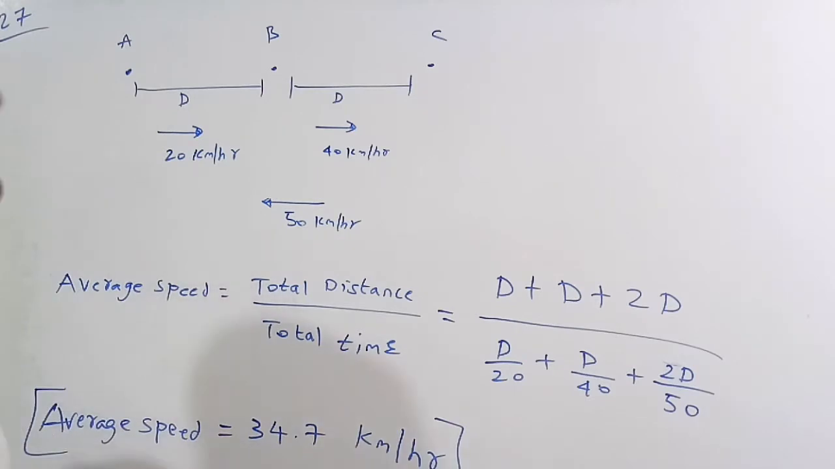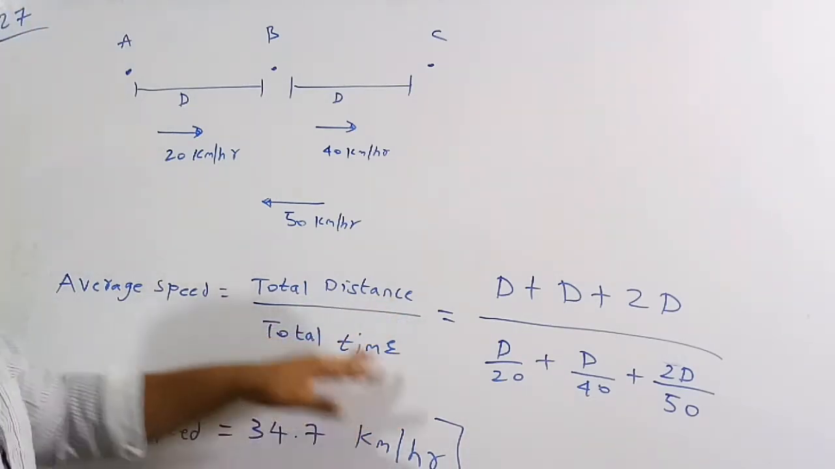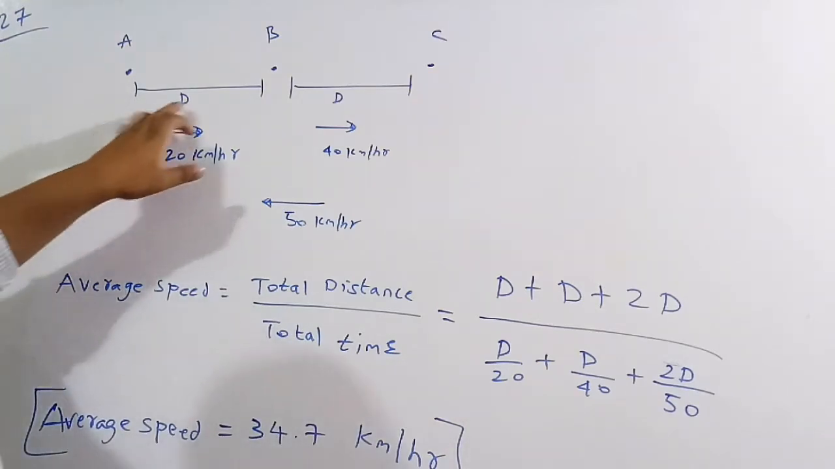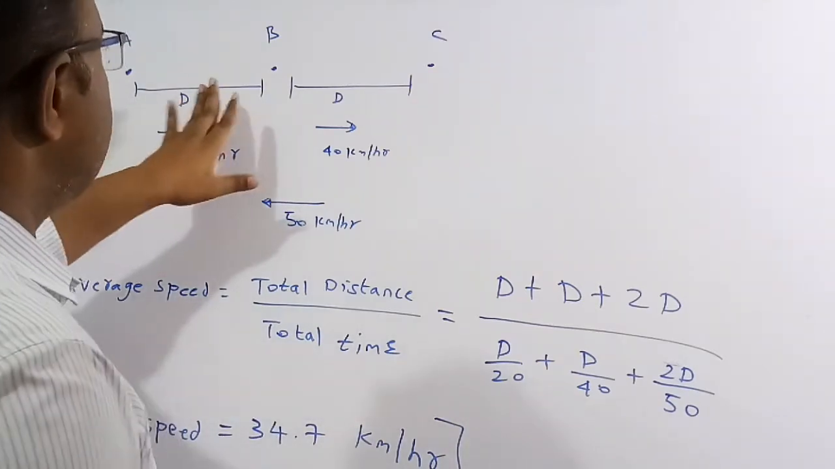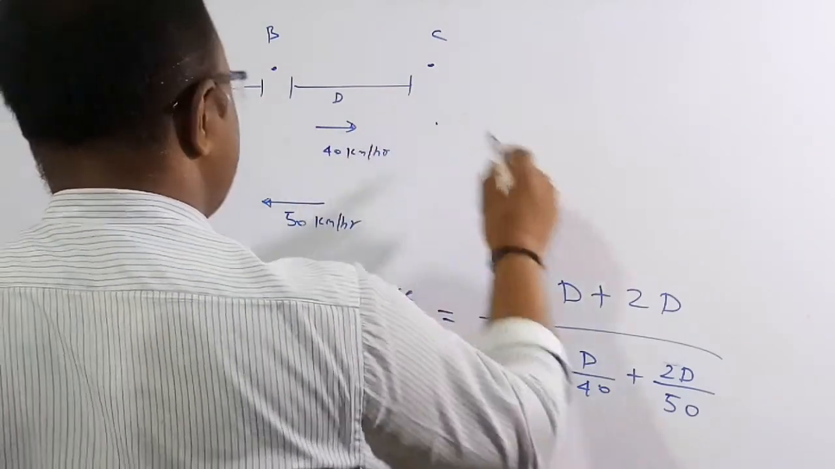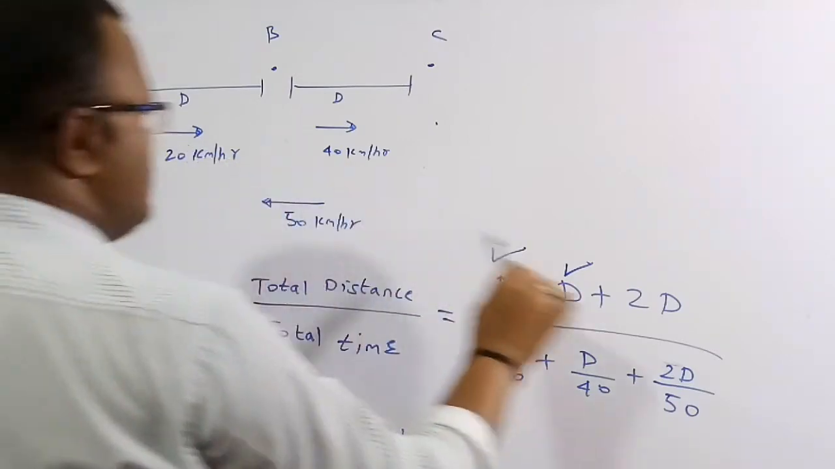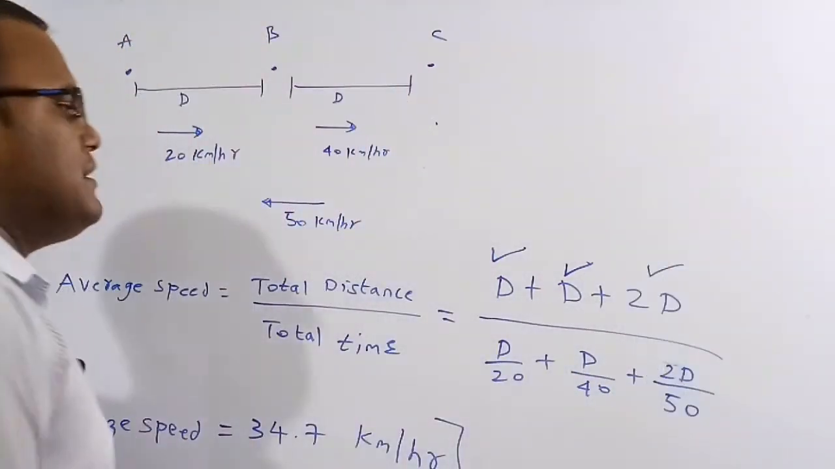Average speed is a scalar quantity. Therefore it is total distance by total time. The total distance of the journey is: from city A to city B, which is D, and city B to city C, which is D, and from city C to city A, which is D plus D, 2D. So this is the total distance covered by the motorist.